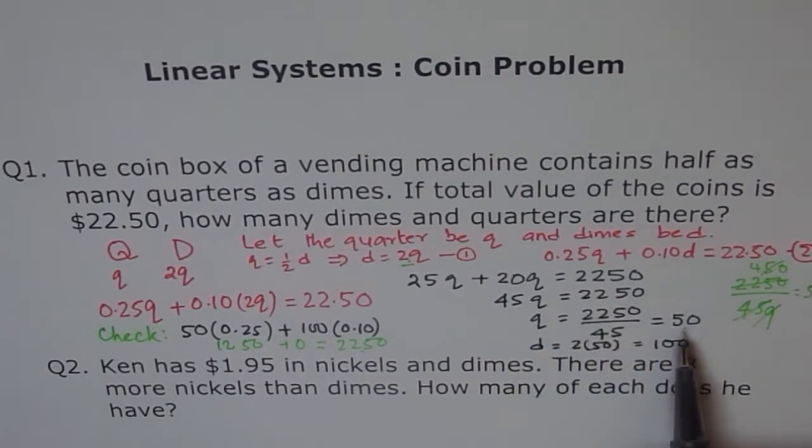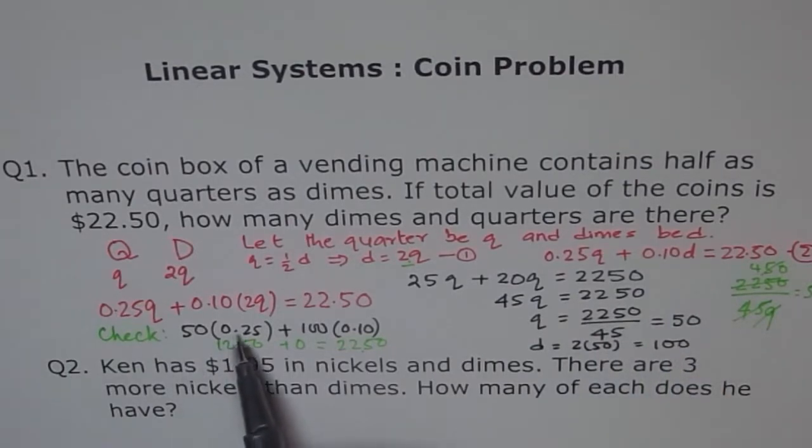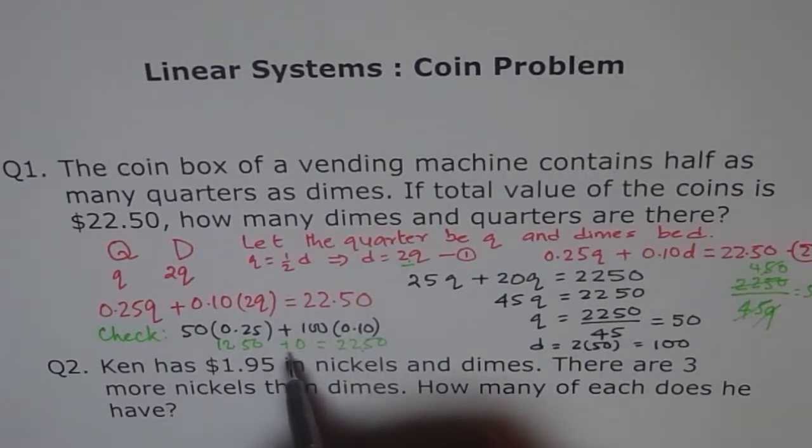Now we know the number of quarters is 50 and the dimes are twice as many as the quarters, and therefore they should be 100, right? 2 times 50. It's always a good idea to check your answer. So we know 50 quarters and 100 dimes. How much money do we make? So 50 into 25 cents, which is a quarter, so 1/4 of 50. 1/4 of 50 is 12.50. And 100 into 10, which is just $10. Oh, I wrote one here.